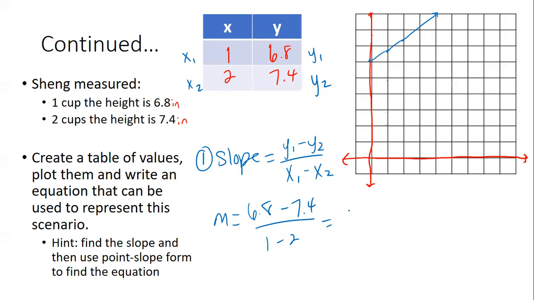Negative 0.6. And 1 minus 2 is negative 1. A negative divided by a negative makes a positive. So we now know our slope is 6/10. It can be written as 0.6. I can also write it as 6/10, which equals 3/5. Agree? So the decimal and the reduced fraction are both acceptable slopes.